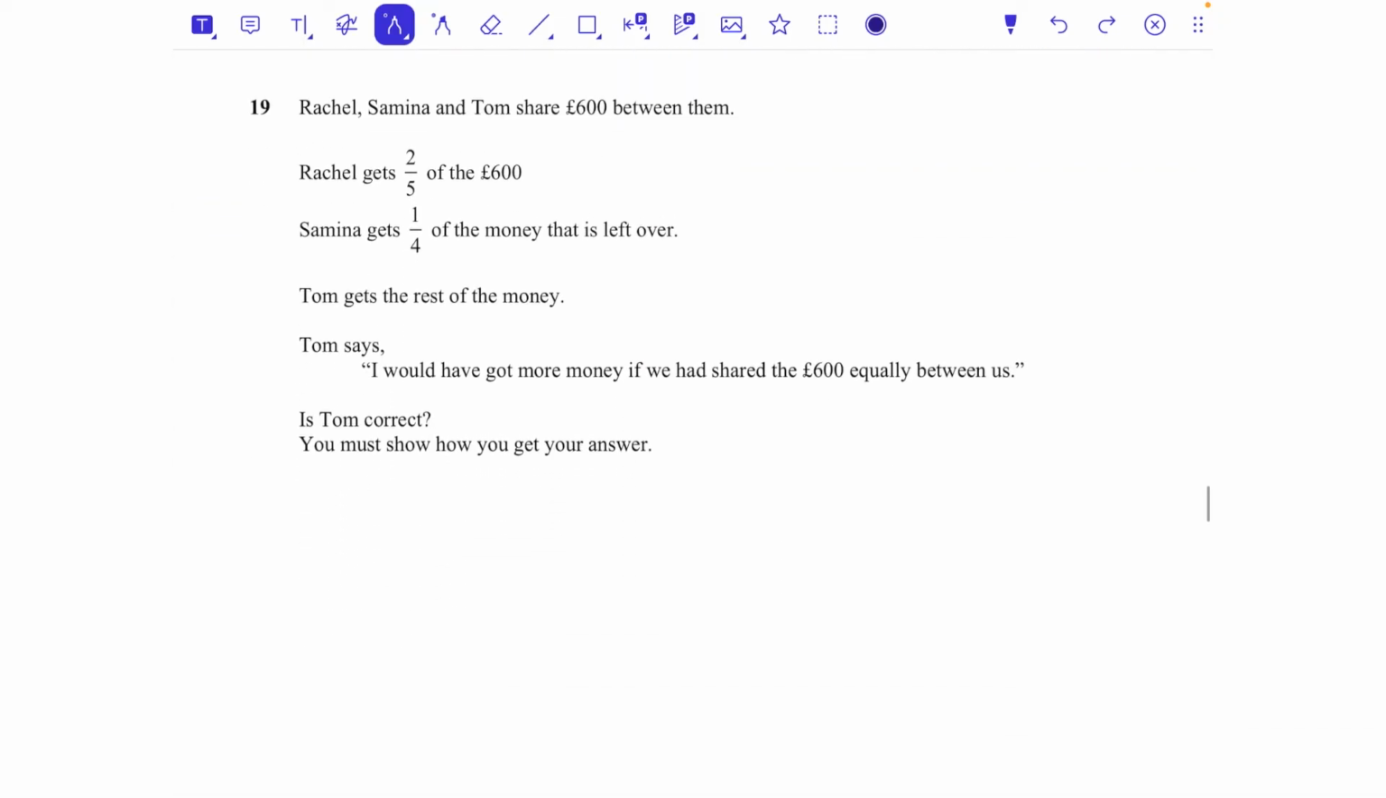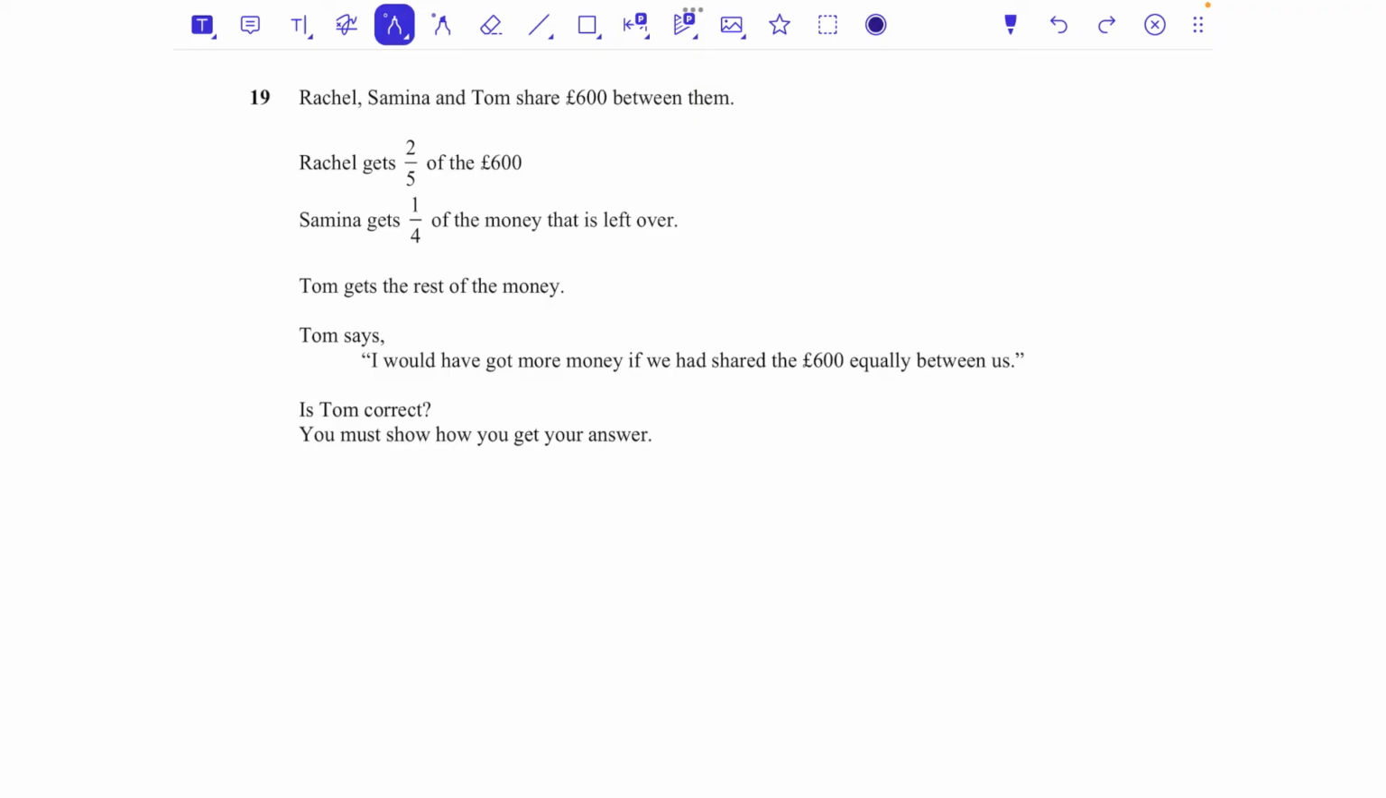Okay, question number 19. Rachel, Samina and Tom share £600 between them. Rachel gets 2/5 of the £600. Now you do have a calculator for this, but I still think the easiest way when you're doing a fraction of a number is to divide by the bottom and then times by the top. So 600 divided by 5, and that's going to be 120, and then take that 120 and multiply it by the number on the top. So 120 times by 2 is 240. So Rachel gets £240. Let's pop that down here.